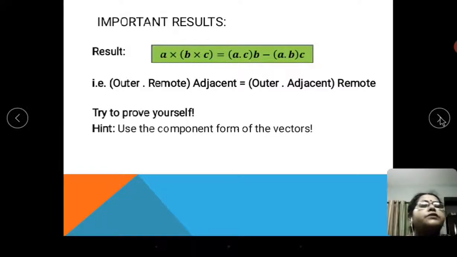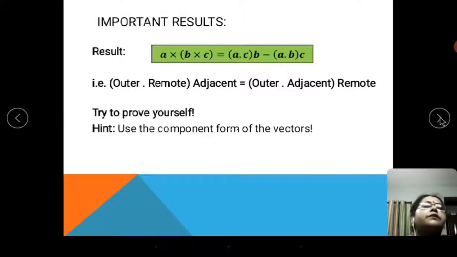And how to prove it? Once again, this is a homework. As a hint, I can tell you to use the component form of the vectors. So B cross C, you know how to write it in the component form. Let me try to recapitulate once. What was that in the component form? B cross C, can we remember? It was expressed in terms of a 3 by 3 determinant, where the first row will be i, j, k, the second row will be the components of the B vector, B1, B2, B3, and the third row will be C1, C2, C3. So write these expressions in the component form and try to get the answer.